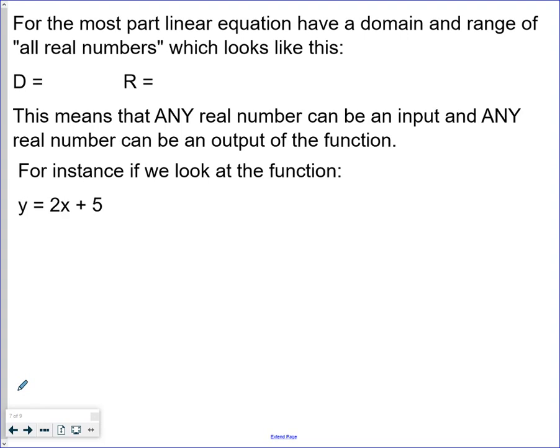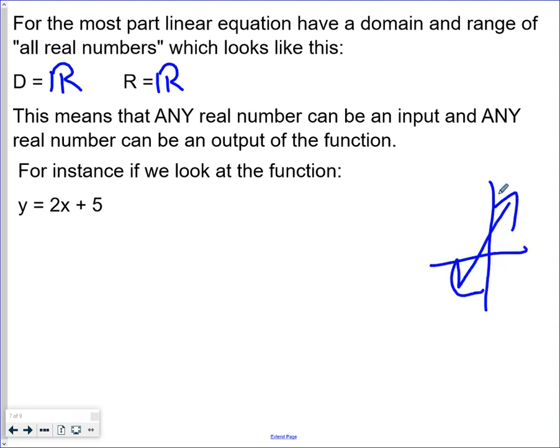Now, linear equations are a little special because they have really easy domains and ranges. The domain and range of any linear equation, for the most part, is going to be all real numbers. As I told you before, you can write it like this. So for almost any linear equation, your domain and range is just going to be all real numbers, because if you look at a line, it goes on forever in both directions. It's going to go on forever up, forever down, forever right, forever left.